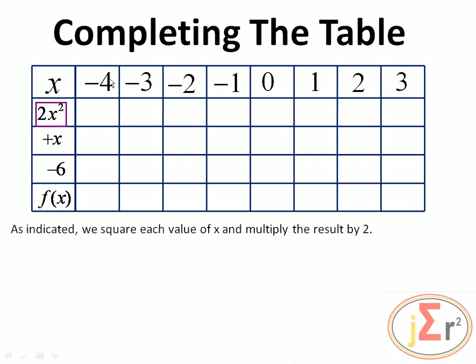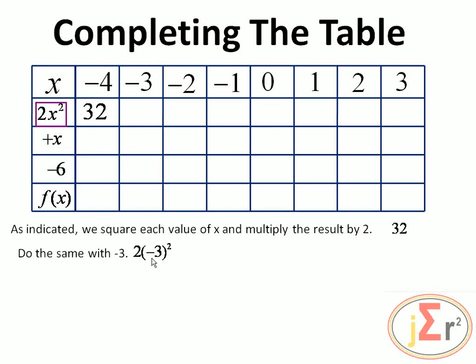So what is our first value? -4. So imagine that we have it there. So we have -4 squared, and the result is multiplied by 2. So let us see what that turns out to be. So the square of -4 is 16, so we multiply 16 by 2. 32, yes, 32. Then we do the same thing with -3.